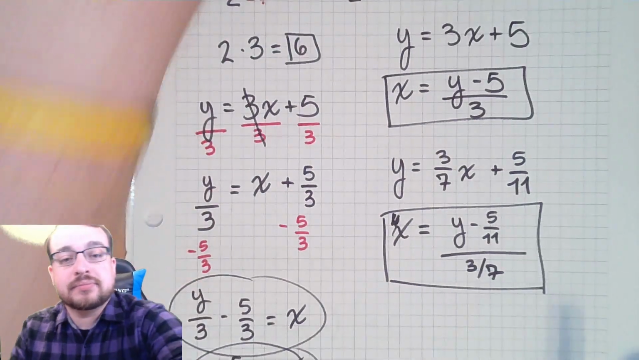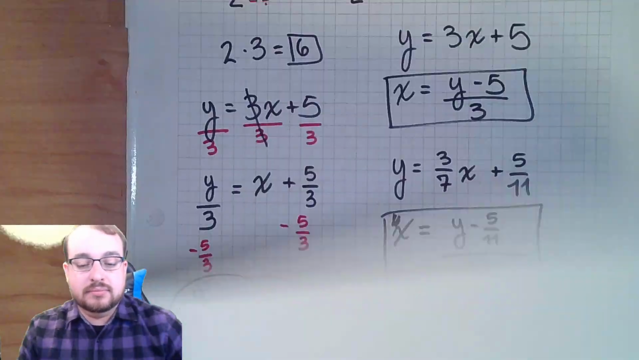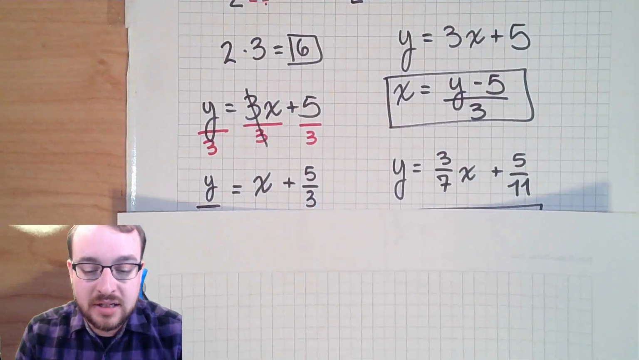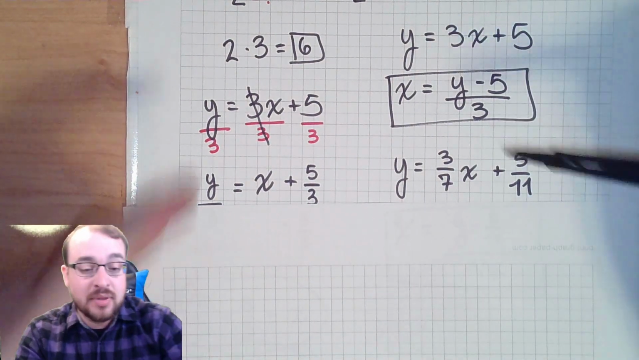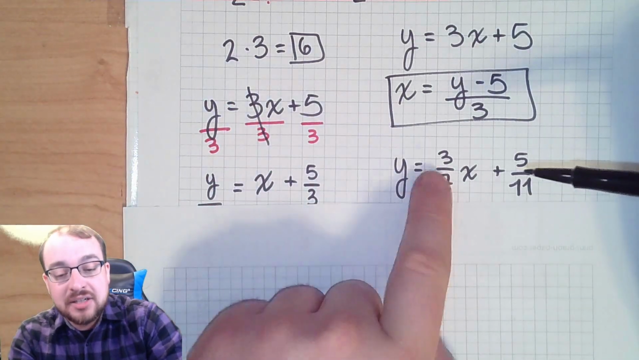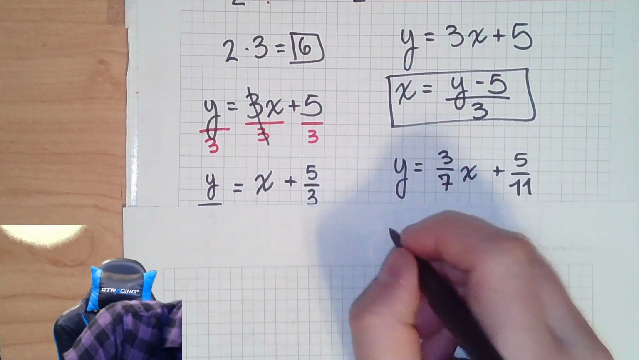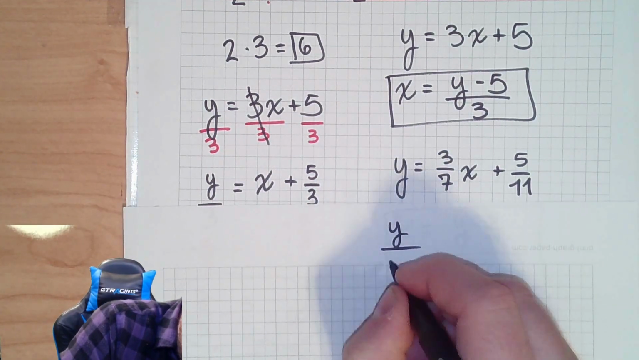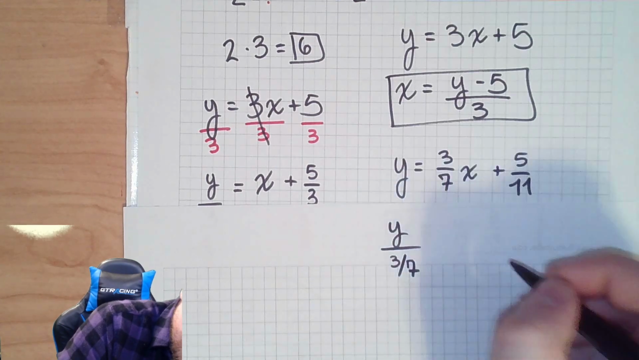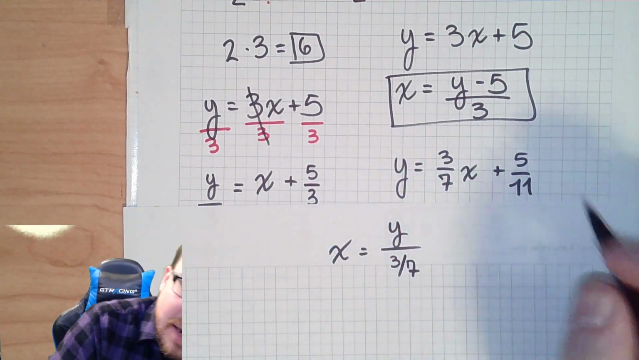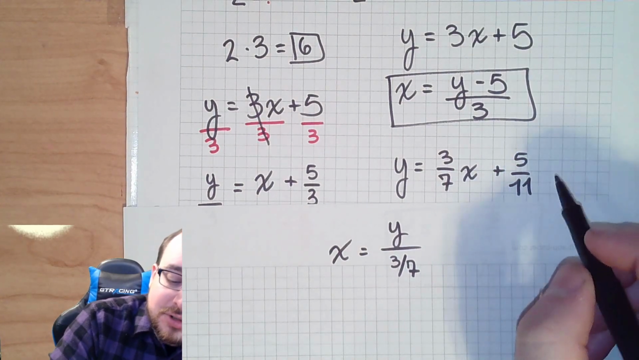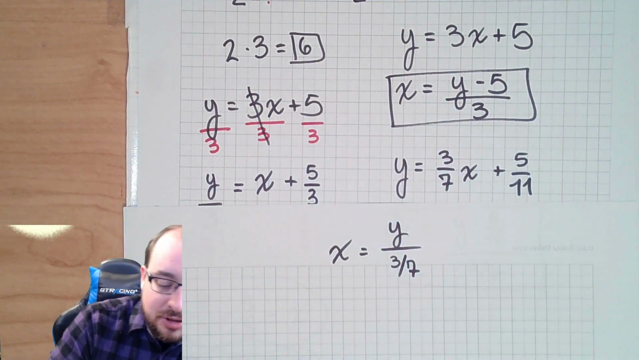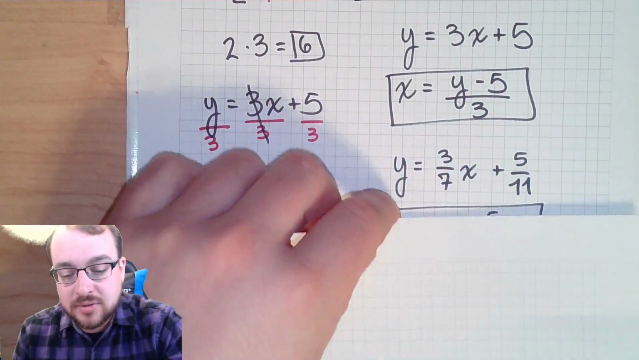One way is to do this, where instead of like when I did this, I divided by 3 first, right? That was my first step. I could divide by 3/7 to everything. I get y divided by 3/7. And then I would subtract 5/11. But then 5/11 is also going to get divided by 3/7. In fact, let me show my work on this so you can see exactly what I'm talking about.